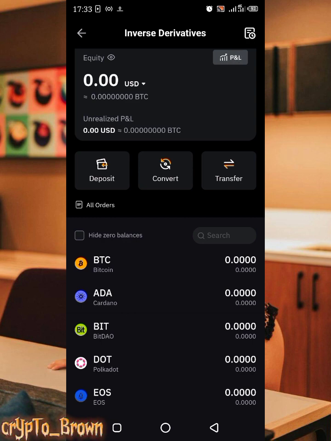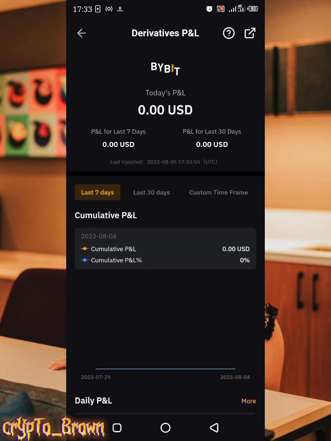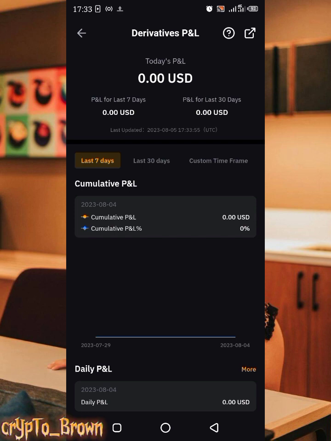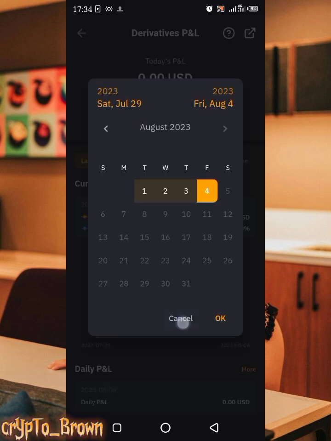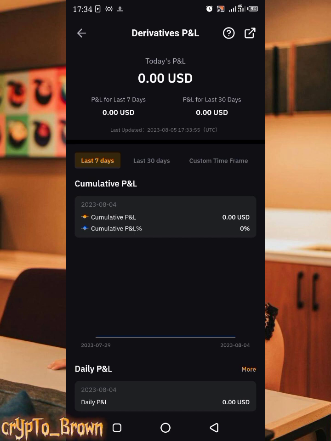You can choose to see the P&L over the last 30 days, the last 7 days, or a custom time for your P&L. So you can share the P&L as well, and if you want to know more about it, always click on the round circle with a question mark to know more about something on an exchange platform.